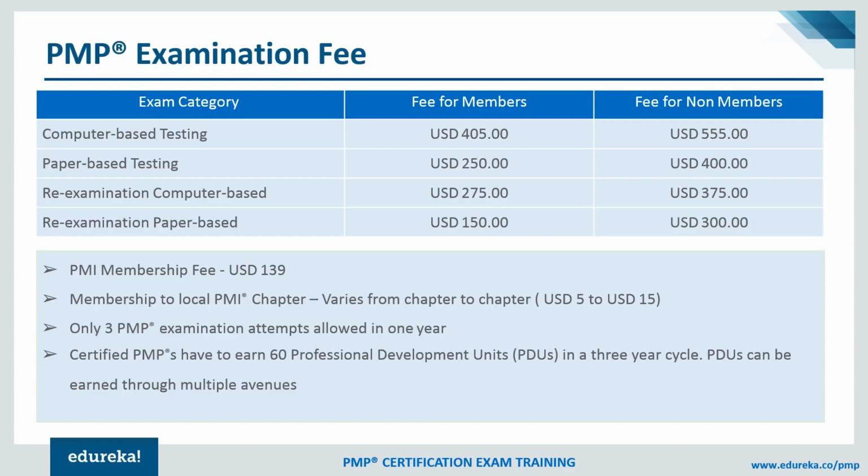Another point here is the re-examination fee. In case you are not able to clear this in the first attempt, which I'm sure will not be the case, or let's say there is a no-show and you could not go to take the examination, you will have to book the second attempt. While booking the re-examination, if you're a member at that point of time, you'll have to shell out $275. For non-members, it is $375.